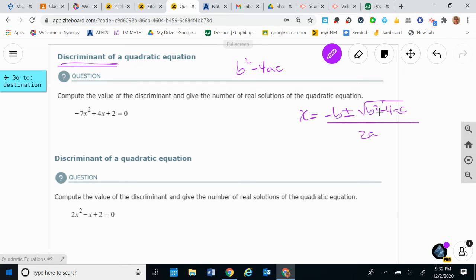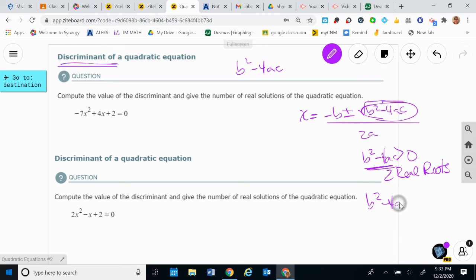So this little piece right here is the one that determines whether it's real or whether it's imaginary, complex. Because if b squared minus 4ac is greater than 0, then this is going to have 2 real roots. The reason why is that you can take the square root of b squared minus 4ac, because it's positive.